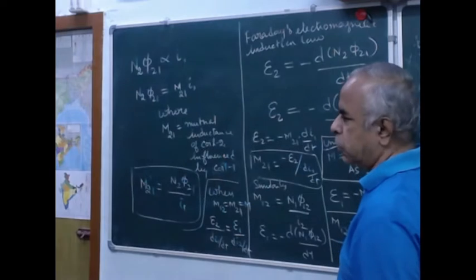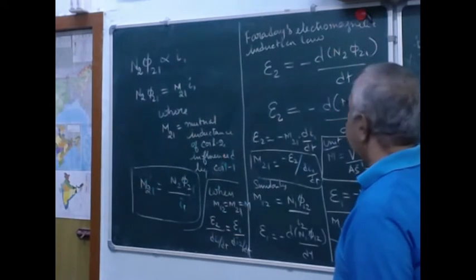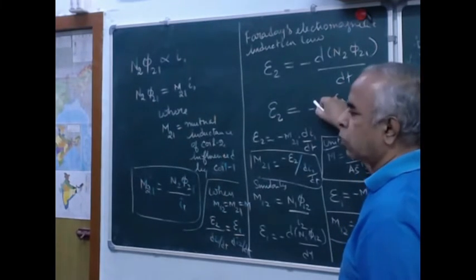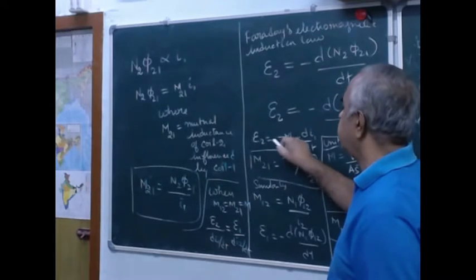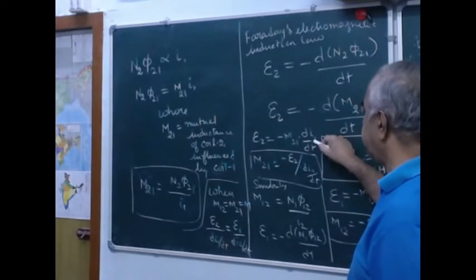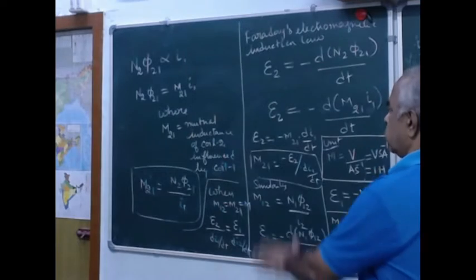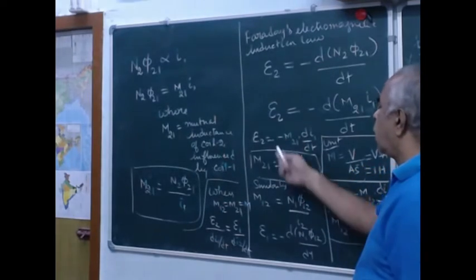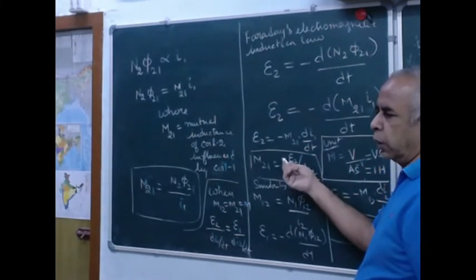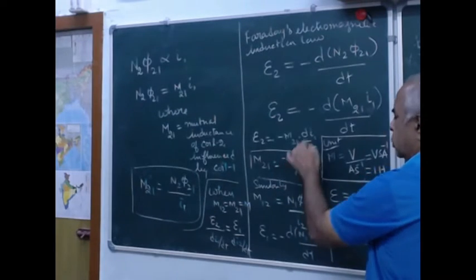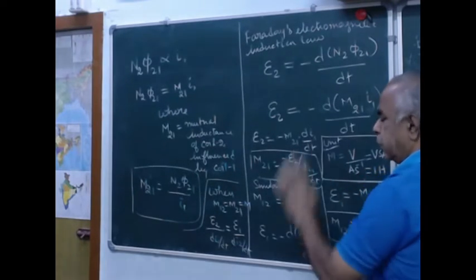So that I have replaced. Now M21, you know, is a constant that can be taken outside the differentiation. That is why E2 is equal to minus M21 into dI1 divided by dt. So this is one important equation, and based on that you can arrive at M21. So M21 is equal to minus E2 divided by dI1 by dt.